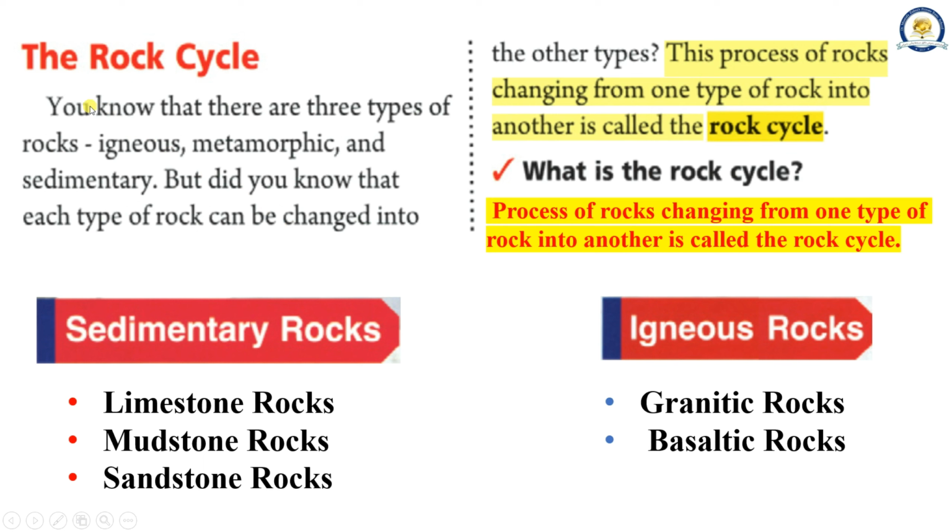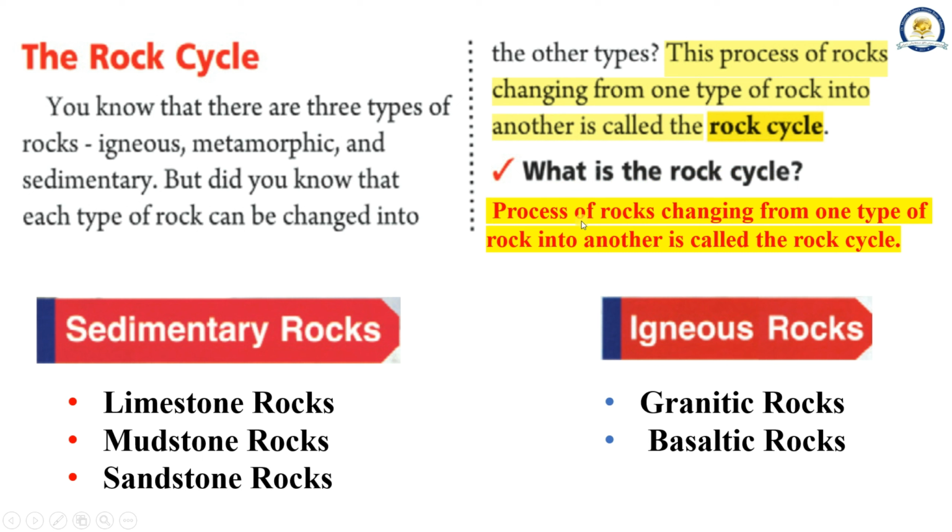The rock cycle. You know that there are 3 types of rocks: igneous, metamorphic, and sedimentary. But did you know that each type of rock can be changed into the other types? This process of rocks changing from one type of rock into another is called the rock cycle.